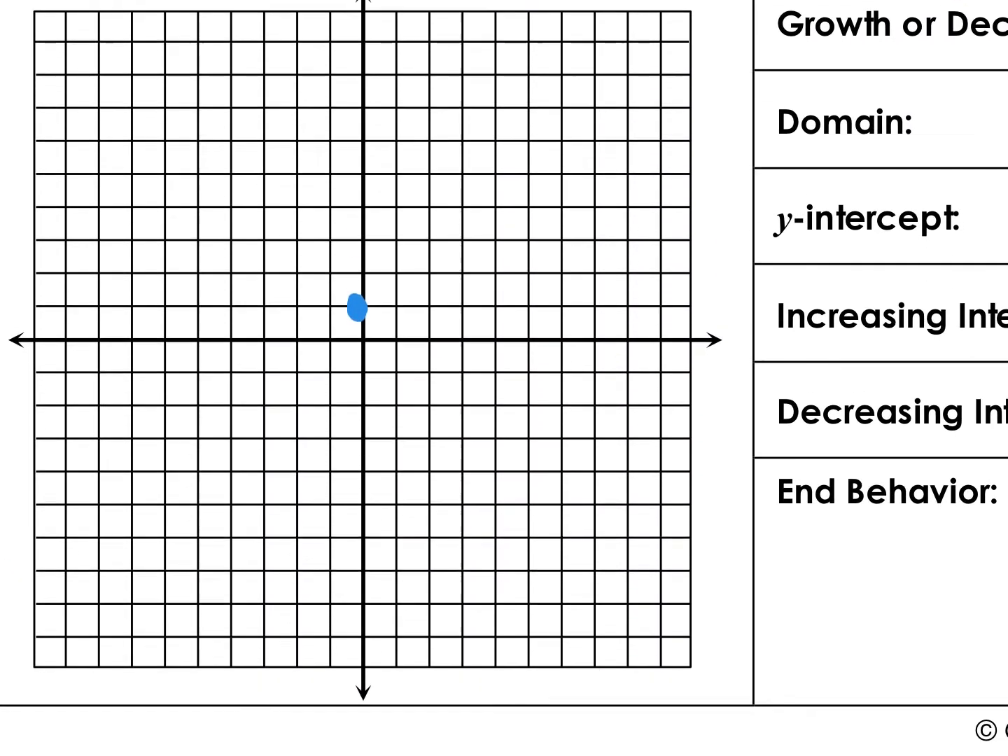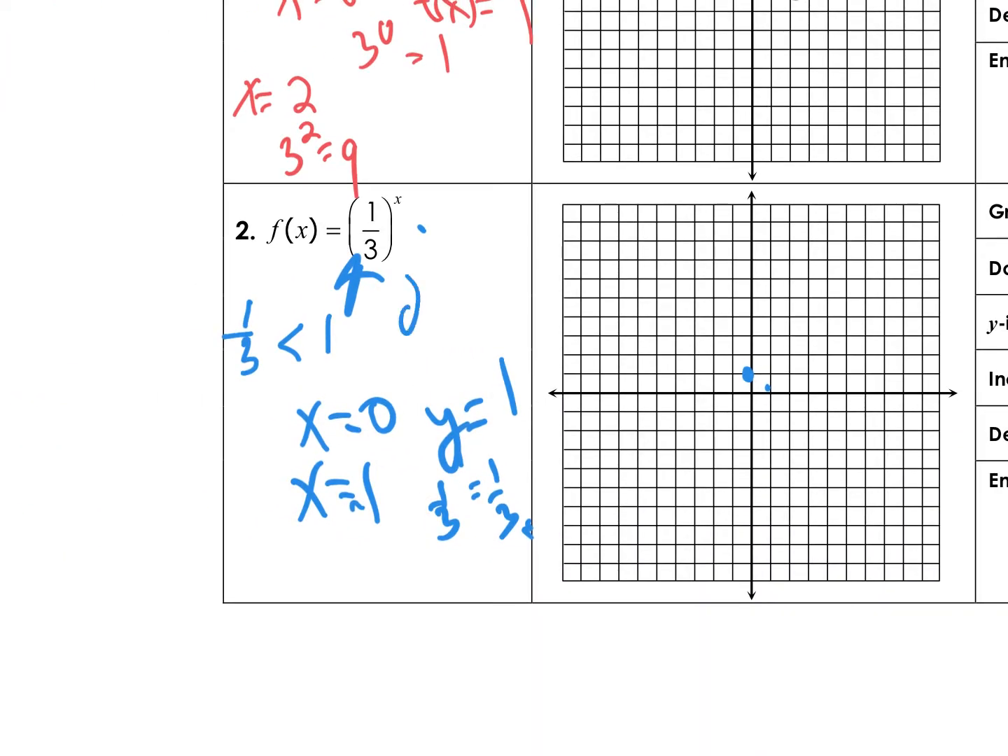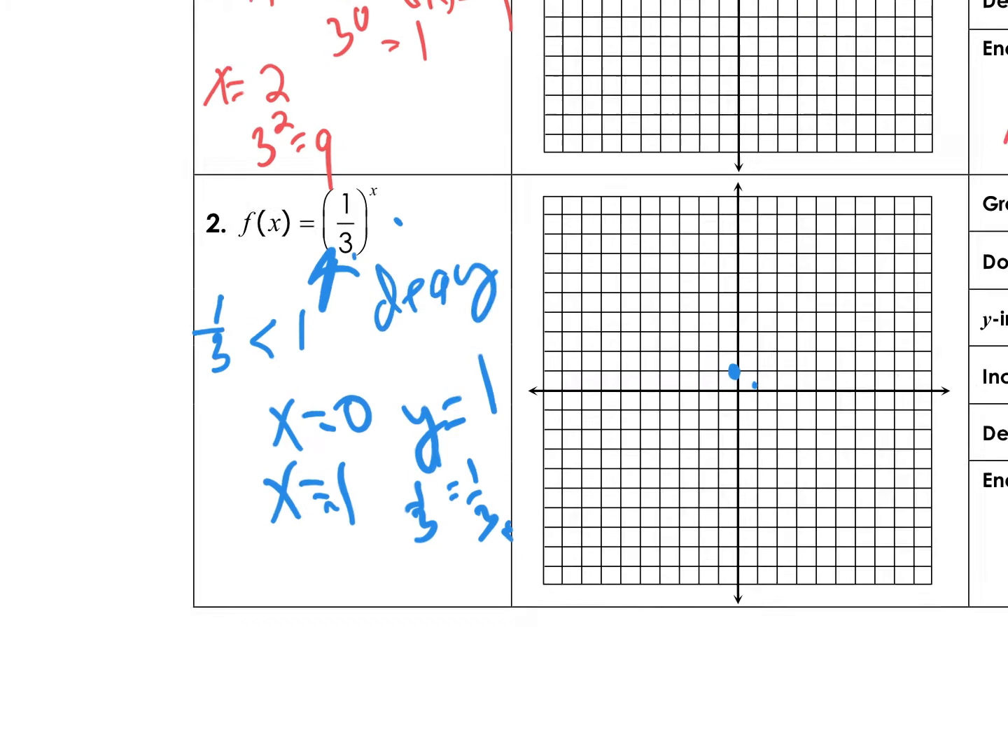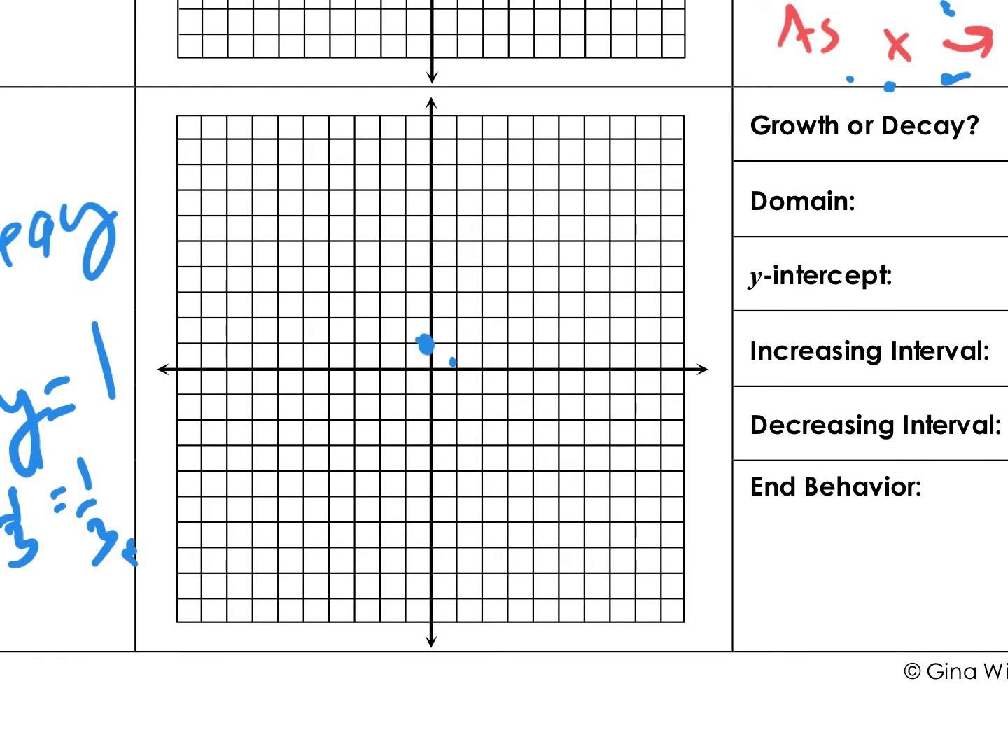Well, that's not very exciting. (1, 1/3) is about here. Wow, look at that. As I go to the right, it must be going down. Well, of course, it's a decay, because that's 1/3. So we know that the function is going to go down to the right and approach the asymptote of y equals 0.